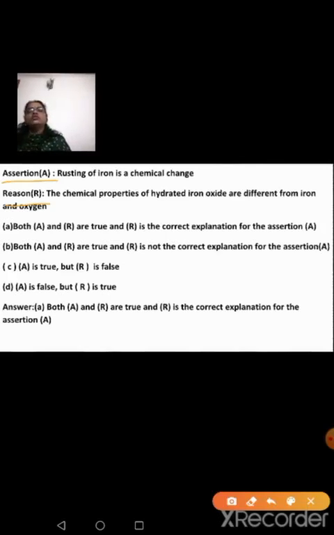No, A is true, R is also not false, because the chemical properties of the product formed, that is iron oxide, are totally different from iron and oxygen. It is a true statement. You just have to see whether the statement given is scientifically correct, and which option matches: whether both A and R are true and R is not the correct explanation for A, or both A and R are true and R is the correct explanation for A.